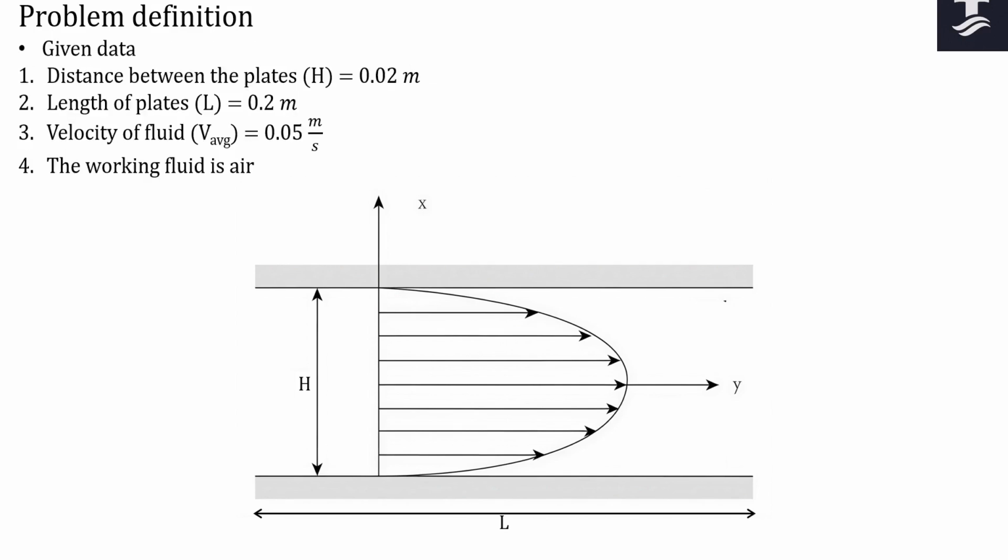The distance between the plates is 0.02 meters. The working fluid is air, with a density of 1.225 kilograms per cubic meter and a dynamic viscosity of 1.789 times 10 to the power of minus 5 Pascal seconds. And the velocity of 0.05 meters per second is prescribed at the channel entrance.